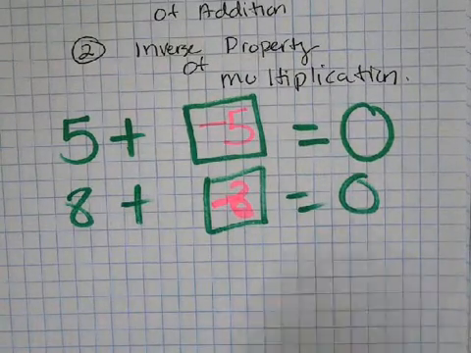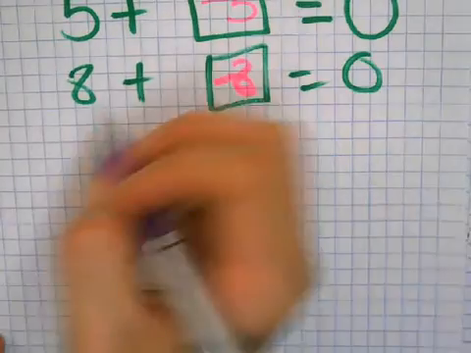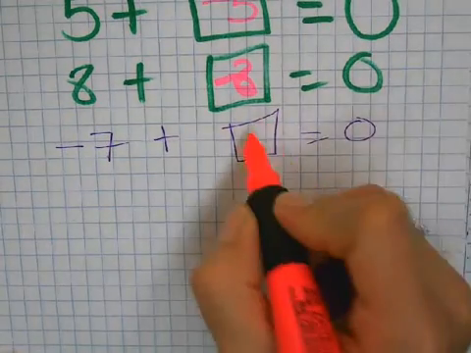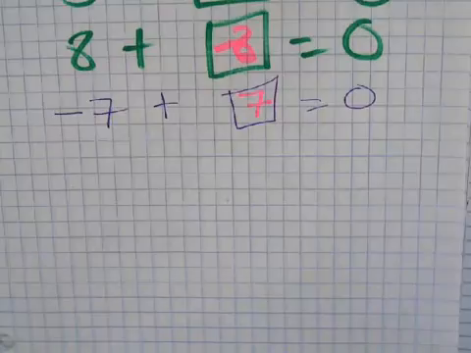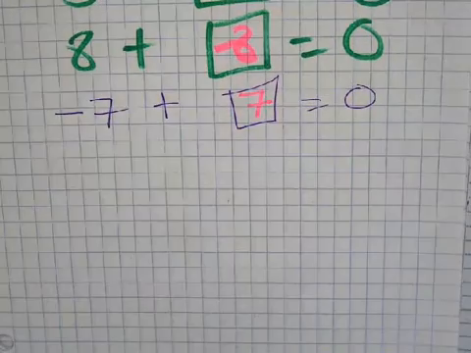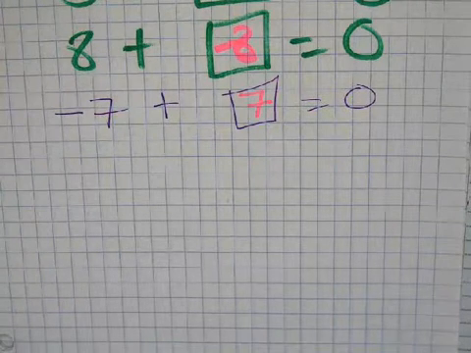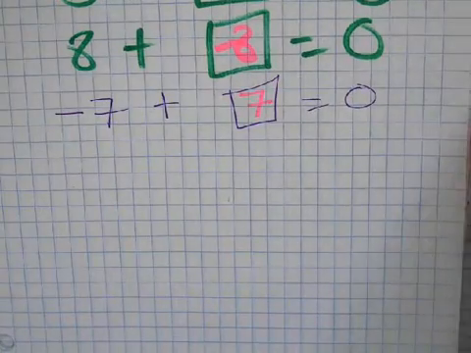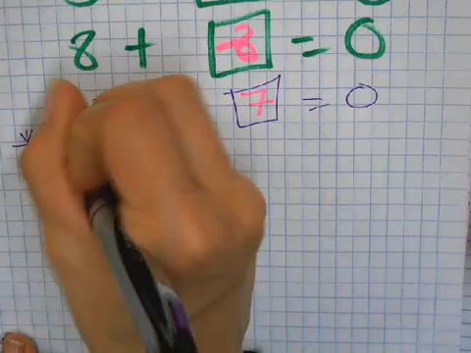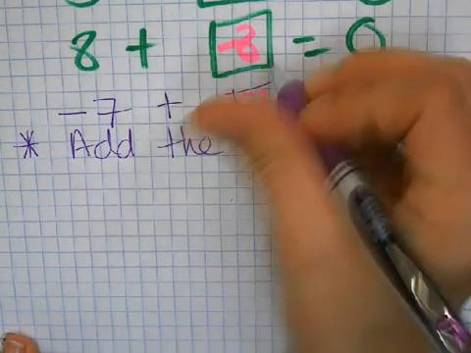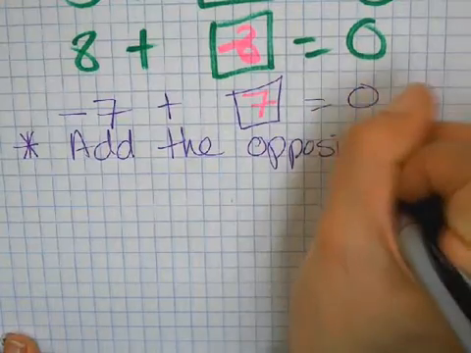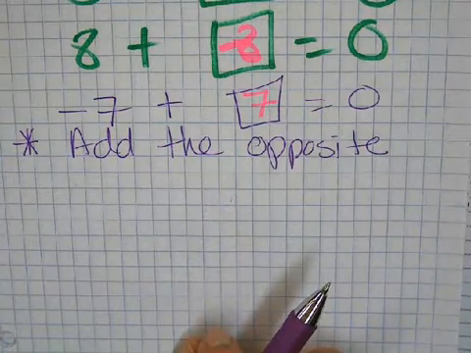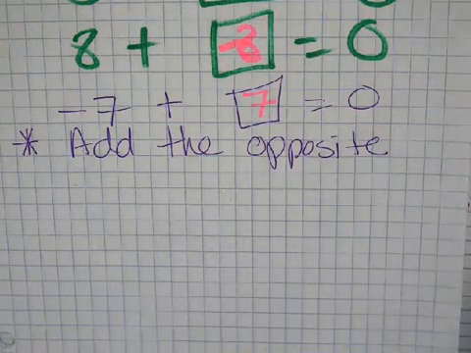Now, what if I give you negative 7 plus what equals 0? What is it? Positive 7. So if I give you a negative, the inverse would be a positive. Got it? It's the opposite. Basically, here's the definition: add the opposite. Add the opposite. Simple enough? All right. Add the opposite.